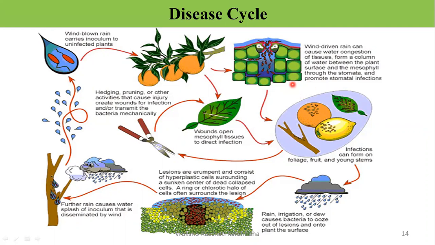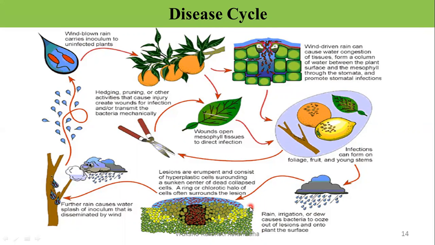So you can see that the bacteria may infect the branches, the fruits, as well as the leaves. Now the bacteria may then be disseminated due to the rain. Now this is a picture of how the lesion occurs.